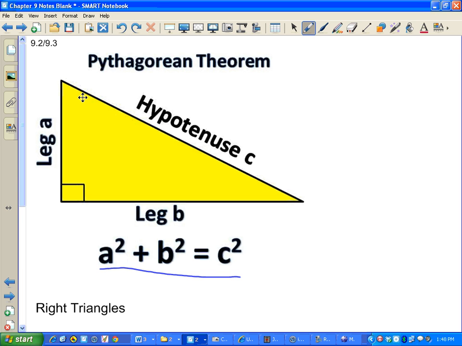So hypotenuse is the long side. It's the side across from the right angle. Okay, we say it's the side opposite the right angle. That is the hypotenuse, and that is the one that goes by itself in the Pythagorean theorem. So however long this side is, I'm going to square it, add it to this side squared, and it's going to equal this side squared. Okay, now there are hundreds and hundreds of proofs of the Pythagorean theorem out there. If we have extra time during class, I'll go through a couple of those with you.